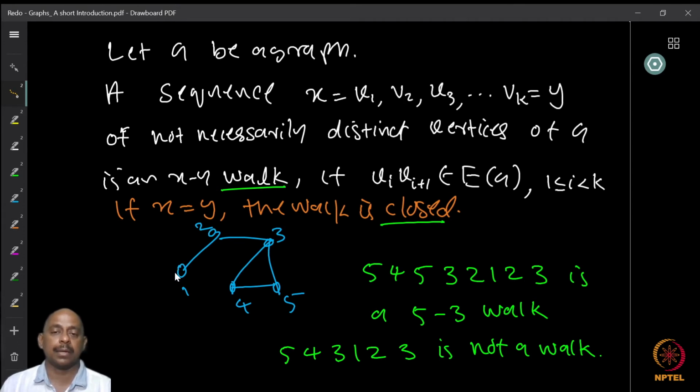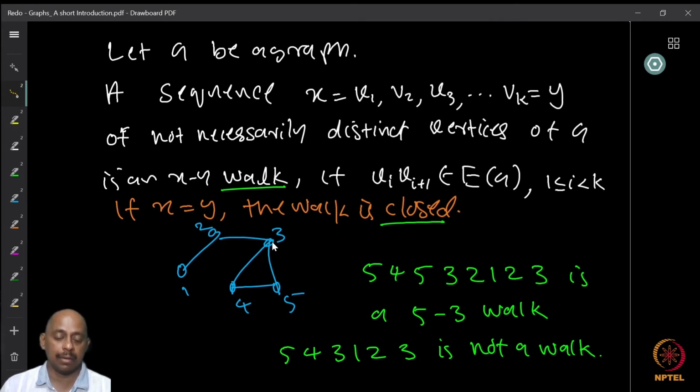So here are some examples. In this graph, 5, then 4, then 5, 3, then 2, then 1, then 2, and 3, right? It's a 5 to 3 walk.